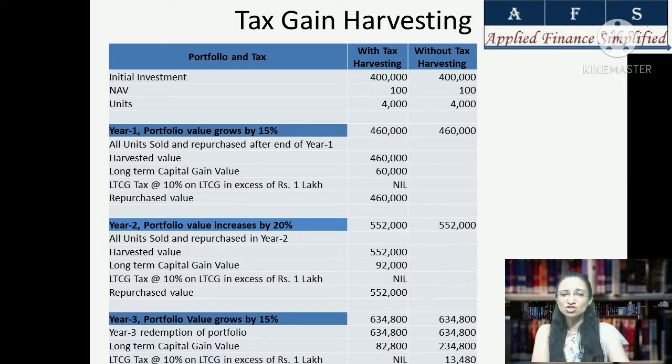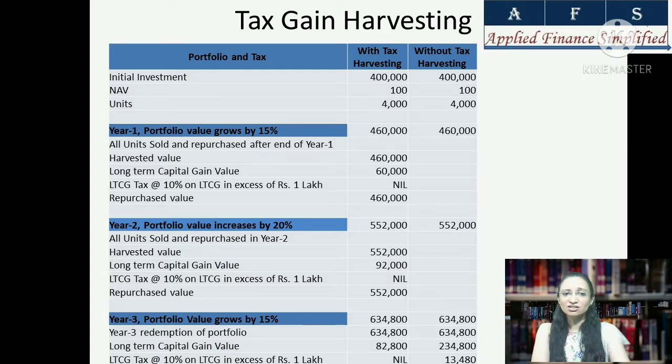We applied the same strategy. We sold all the units and repurchased all the units. So in this case, the harvested capital gains comes to 92,000. The long-term capital gains on 92,000 is again nil because it is under the exemption limit of rupees 1 lakh.